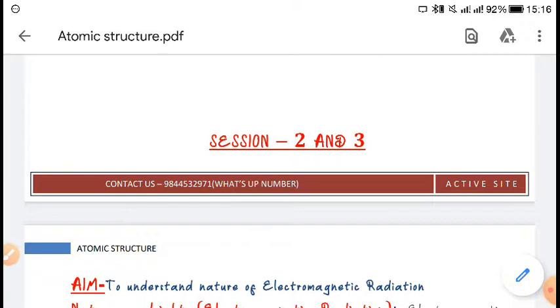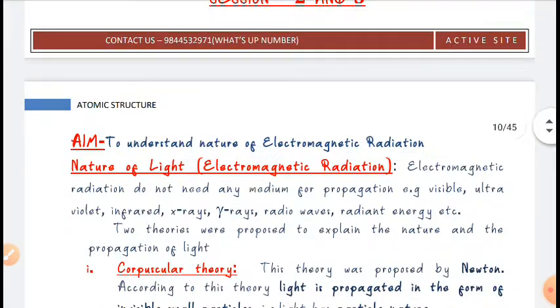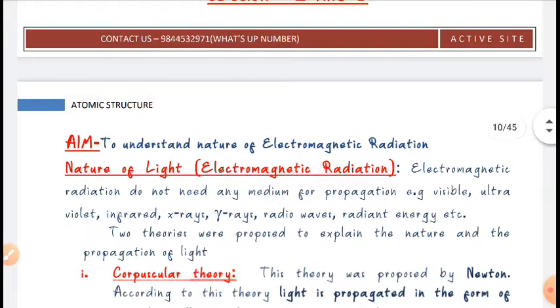So, let's start. I hope all of you have seen the last three lectures. In those lectures, we discussed the discovery of electron, proton, and neutron. After that, we saw the J.J. Thomson plum pudding model, the Rutherford alpha scattering experiment, and the drawback of the Rutherford alpha scattering experiment. So now we will learn the Bohr atomic model, because there was a drawback in the Rutherford experiment.